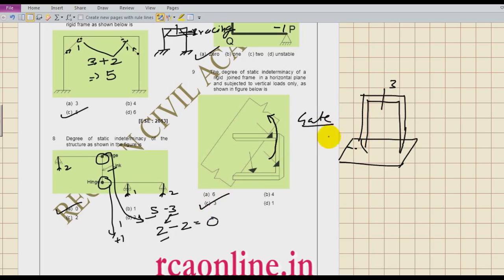Clear? So it is just a tricky question in which you have to just rotate it or see it from this side. You will see that it is a 2-dimensional frame. It is not a 3-dimensional frame. It is a 2-dimensional frame.